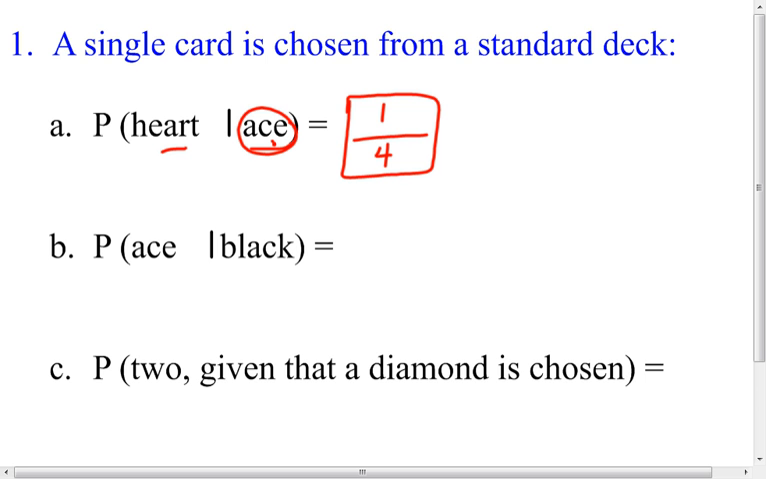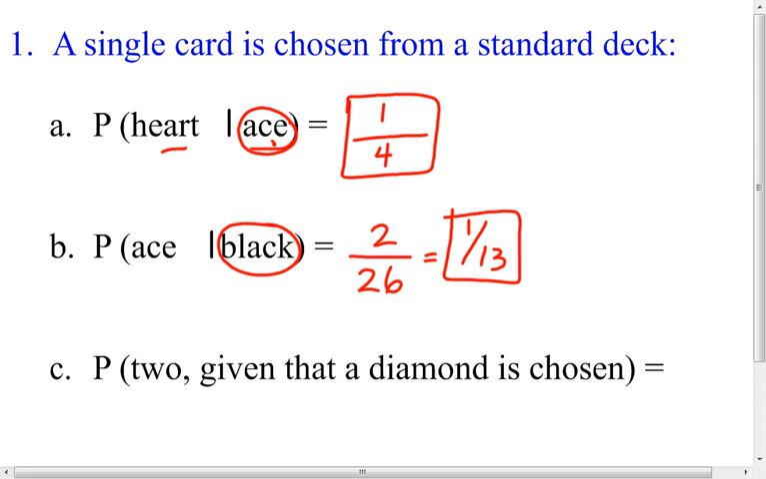Okay? An ace given a black card. Again, this is going to be your bottom number. Okay? So there are 26 black cards. Now you're drawing out of only those 26 black cards. That's it. Not the entire deck. The red cards are gone now. You can't think of that. So out of only those black cards, there's 2 aces. The ace of clubs and the ace of spades. So there's 2 out of 26 cards that are aces and black, and that reduces, of course, to 1/13.